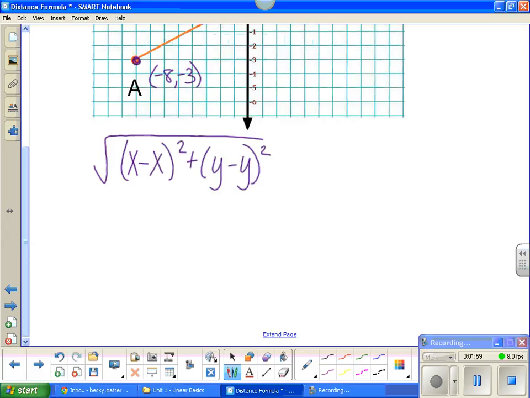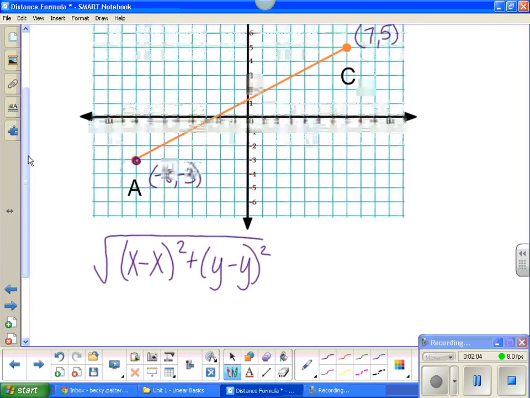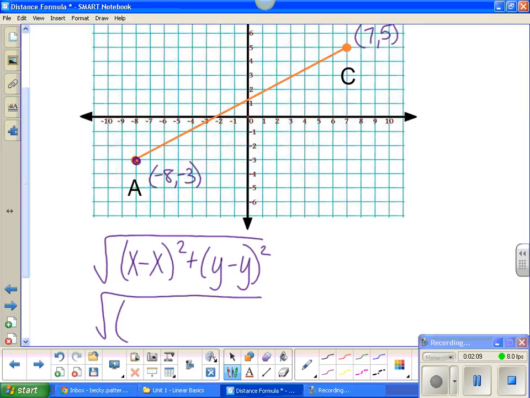And again, I'm not writing the subscript stuff. I'm just going to make sure that whatever x I pick first, I'm going to pick the same y first. So under the square root, I've got my first x, which I'm going to use this one, so negative 8, minus my other x, which is 7, squared, plus, and then I'm going to pick the x that came first, I have to pick his y. So negative 3 minus, and then the other y, which is a 5, squared.